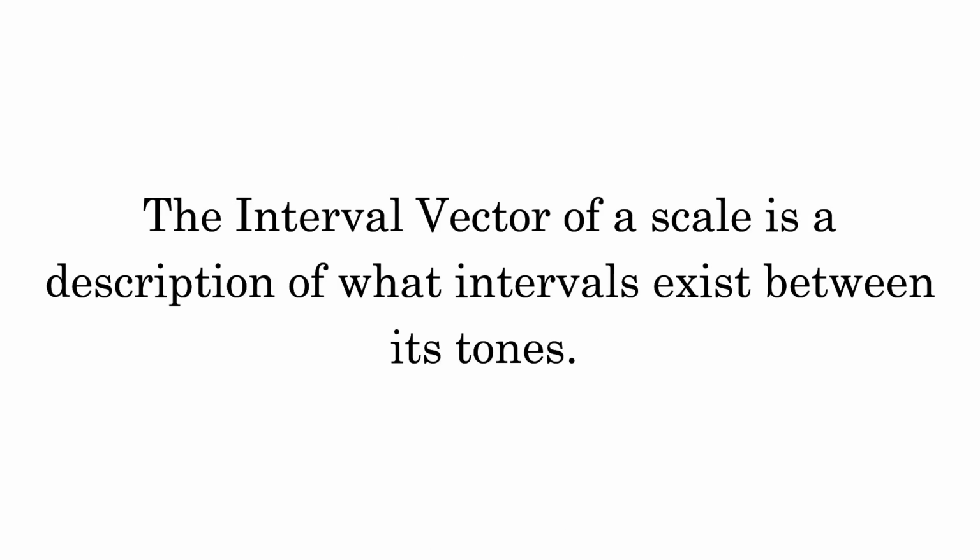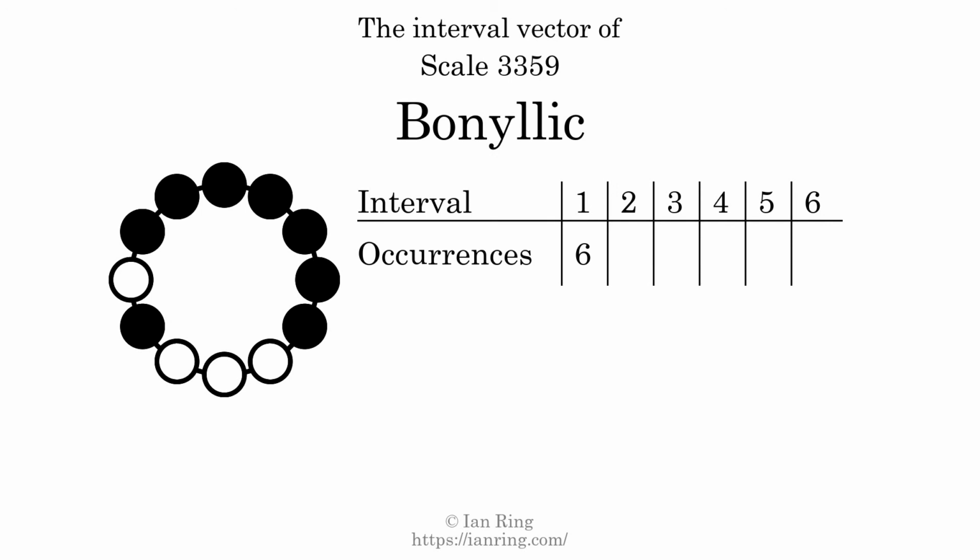The interval vector of a scale is a description of what intervals exist between its tones. There are 6 intervals with the size of 1 semitone. They are here, here, here, here, here, and here. There are 6 intervals with the size of 2 semitones. They are here, here, here, here, here, and here.